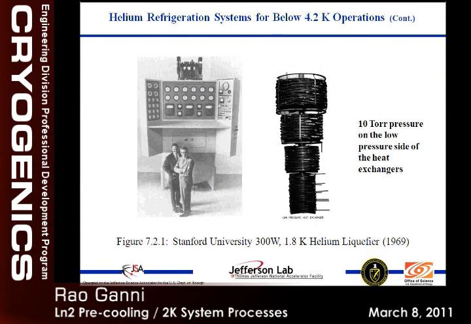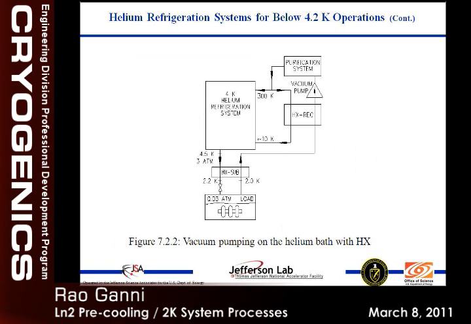This is a refrigerator built for Stanford in '69. It was a 300 watt machine, one of the first ones that started our SRF activity. Most of the work dates back to this machine and the Apple project, or whatever they call it. That's where the roots of what we make our living on today are. Quite a bit of work was done there.